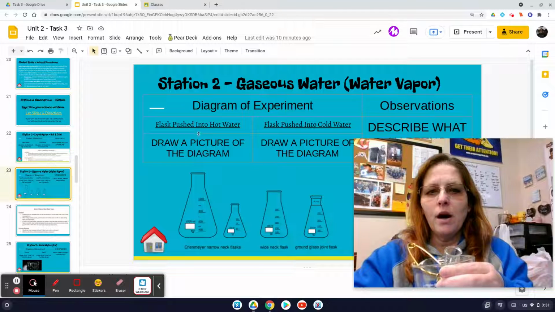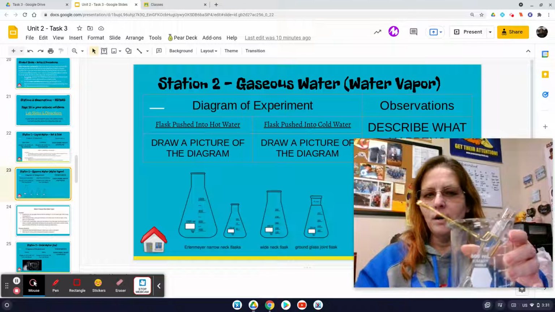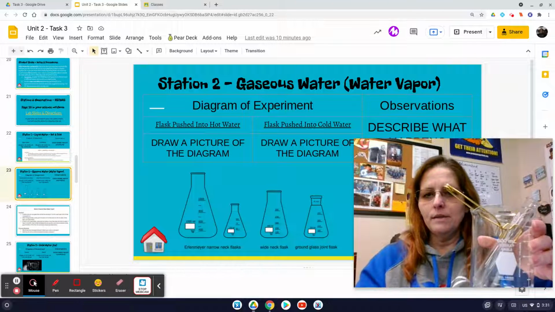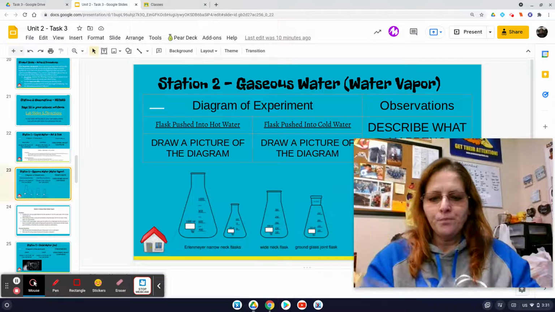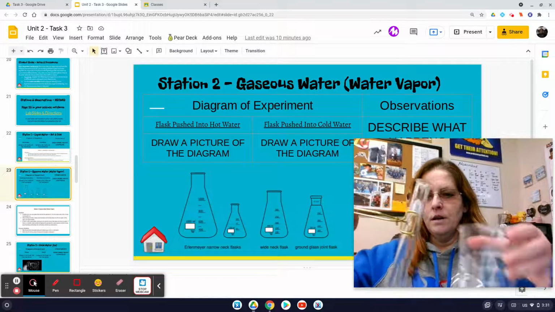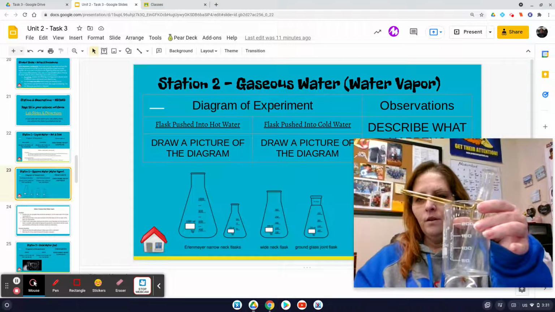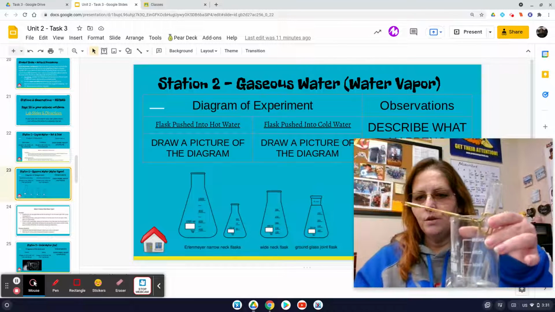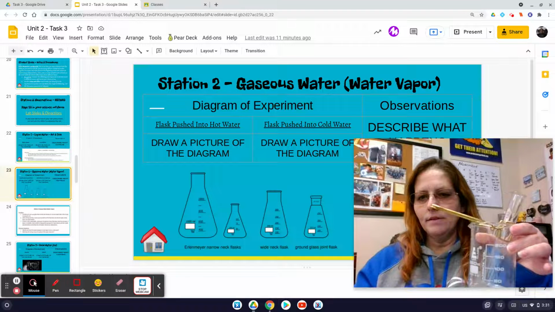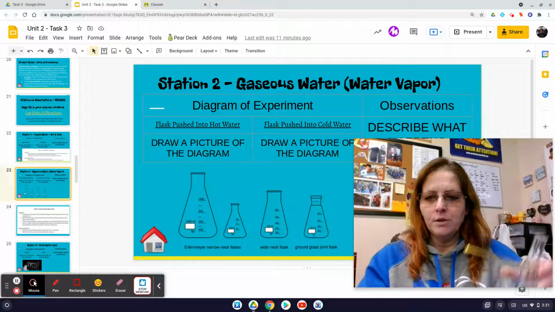Flask pushed into hot water. Okay? So you're pushing the flask into the hot water. Then you're going to watch and see what happens. All right, now, then you're going to take the flask out and put it in cold water. Watch the top and see what happens. Okay, and then make a description. All right, that's what you're doing on that one.